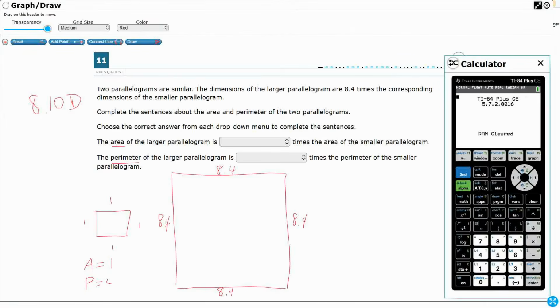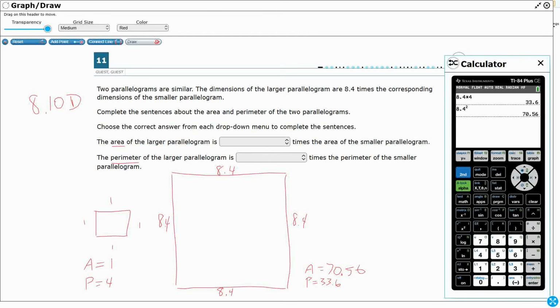Let's figure out, first off, 8.4 times 4. All right, so my perimeter is going to be, let's see, 33.6. And then my area, it needs to be 8.4 times 8.4. 8.4 times itself, right? 8.4 squared. We could just do that. 70.56.